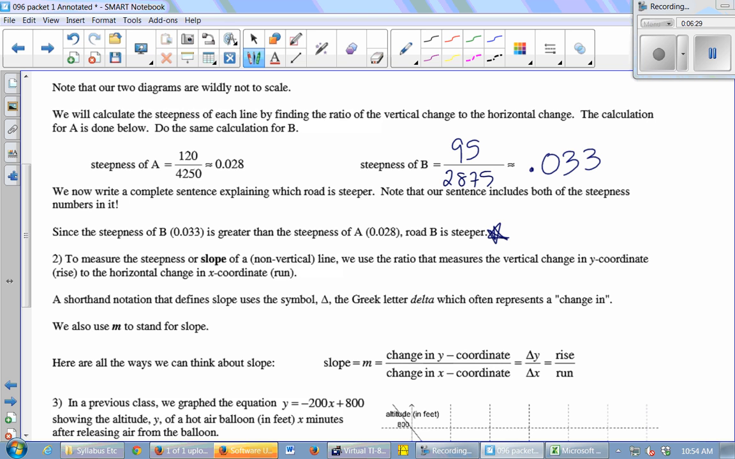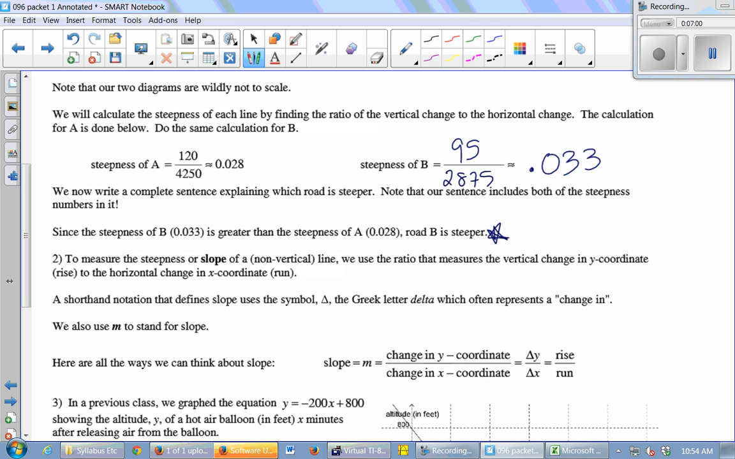So to measure the steepness, another word for steepness is slope. To measure the steepness of a non-vertical line, you use a ratio that measures the vertical change in y coordinates compared to the horizontal change, which is measured by x coordinates. And we often call vertical change rise. How much did the road rise vertically? Compared to the horizontal change, which we often call the run. How much did it change horizontally? How much did it run horizontally?